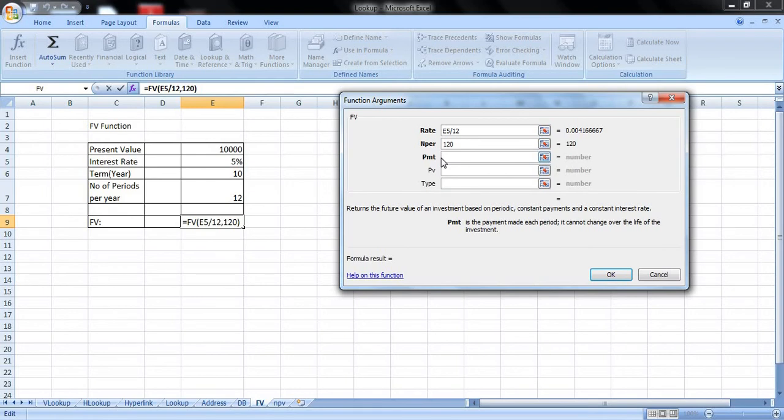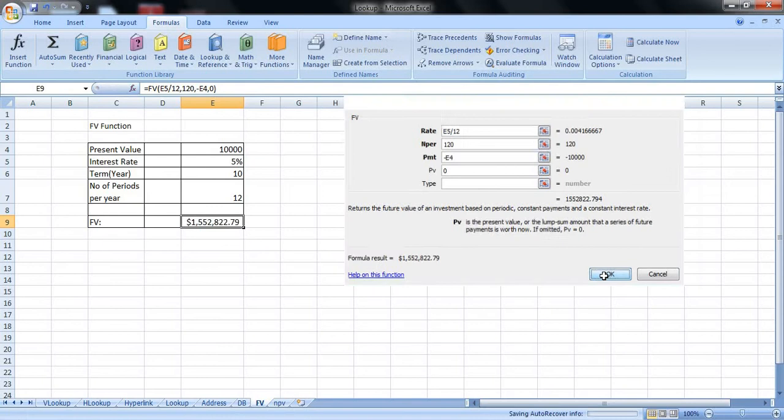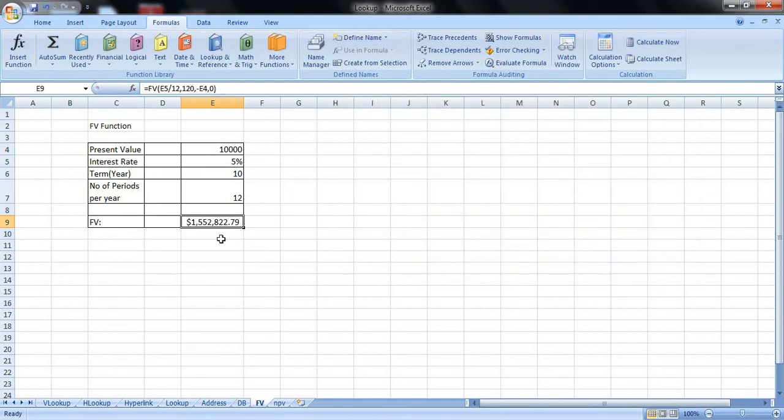As it is an investment, you will have to mention this with a minus because it is the outflow. Now, the present value will be 0, as we are investing the money. Click on OK. With it, the future value of your investment will be this.